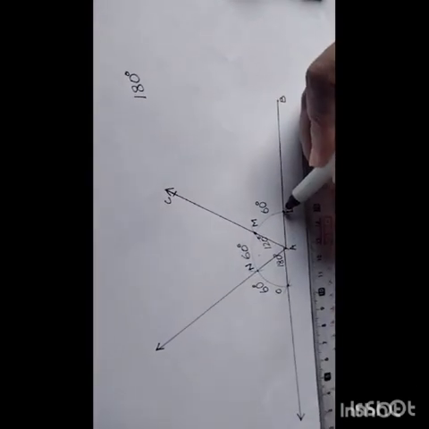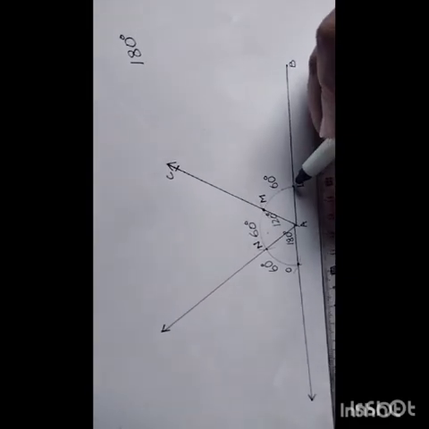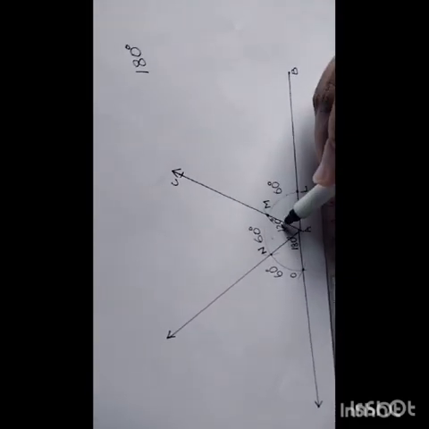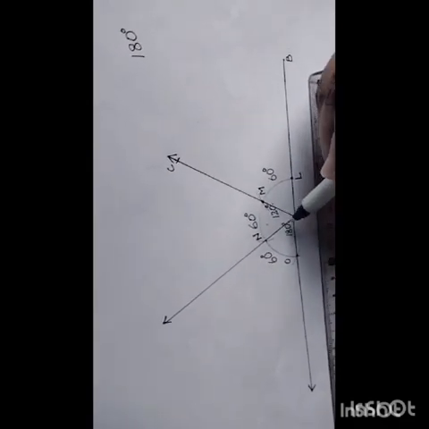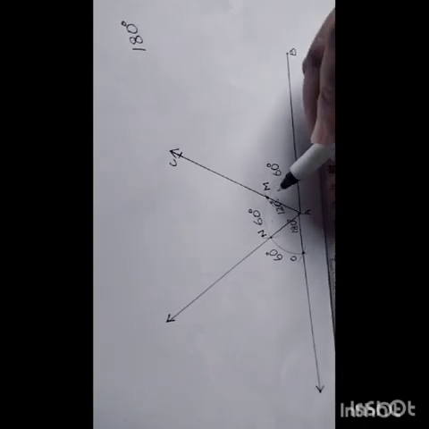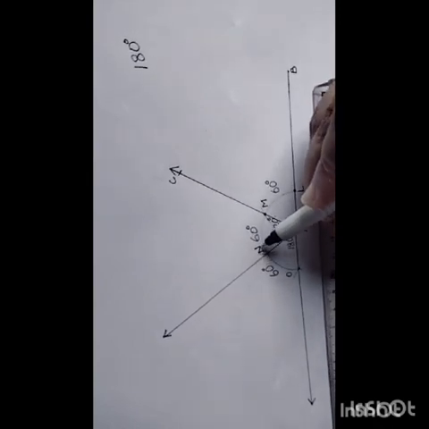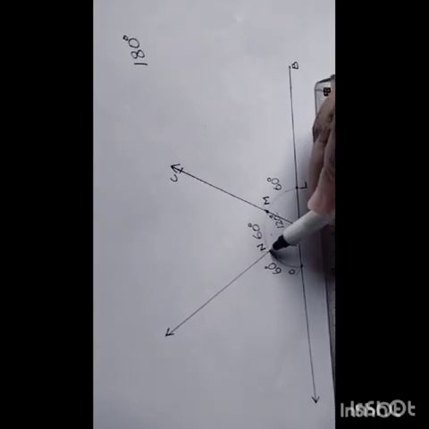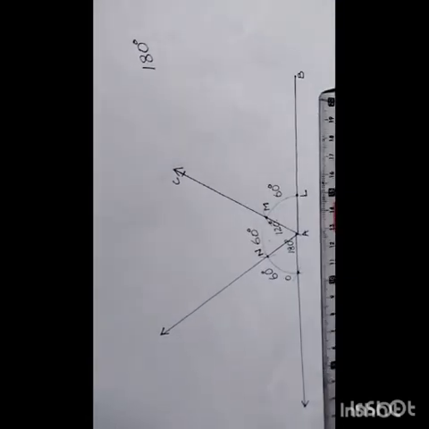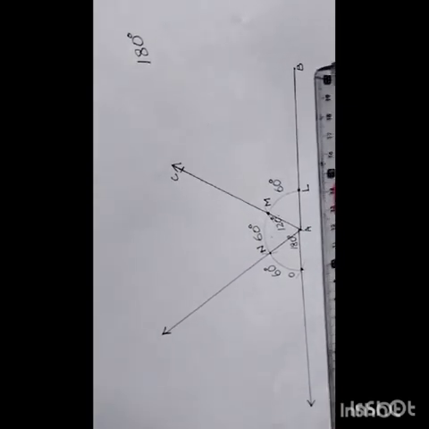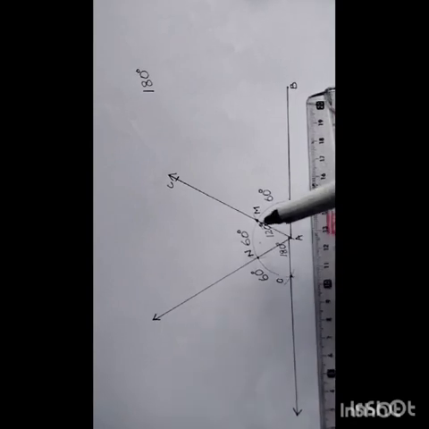The measurement from point L to M is equal to 60 degrees. From L to N, 120 degrees. From L to O, 180 degrees. But from point L to M, 60 degrees. From M to N, another 60. And from N to O is also 60 degrees. So we can draw angles of 60 degrees, 120 degrees and 180 degrees with the use of a compass.